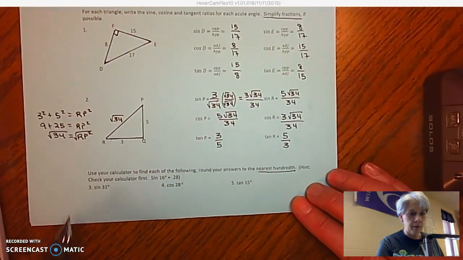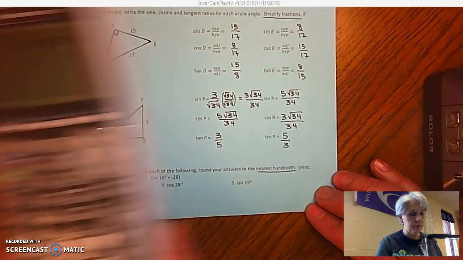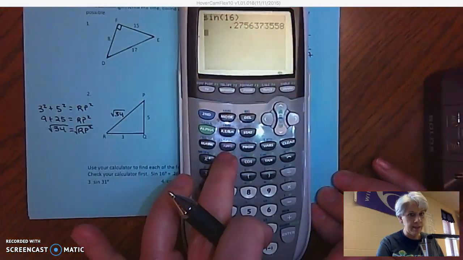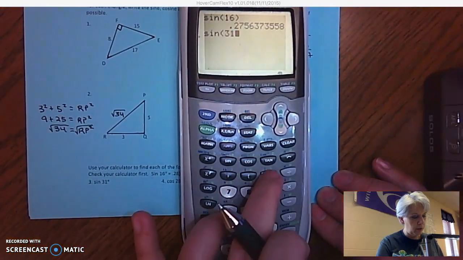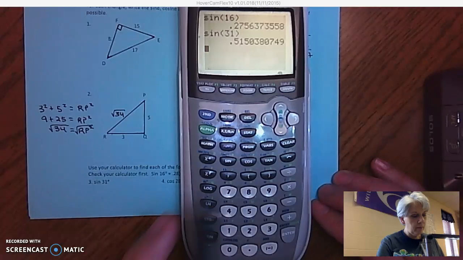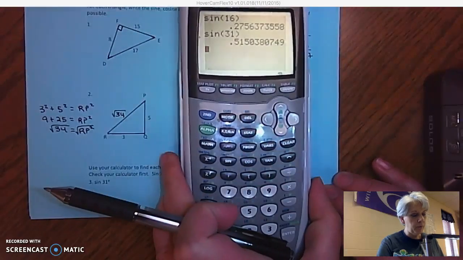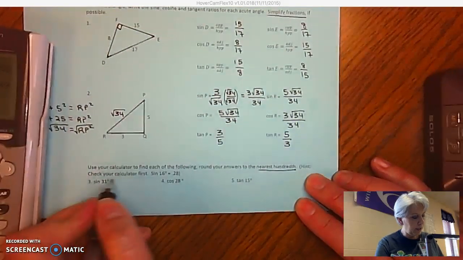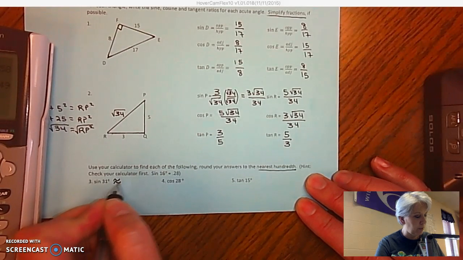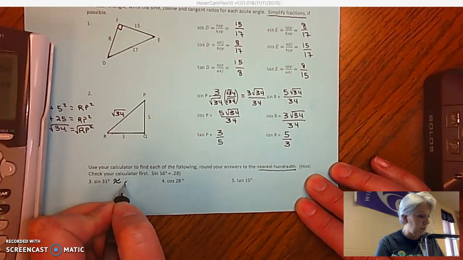So let's go ahead and do these. We have the sine of 31. So we're going to press sine and we're going to type in 31 and we get 0.515 when we round that off. Okay, we get, and this is going to be approximate because we're rounding, and that would be 0.52.